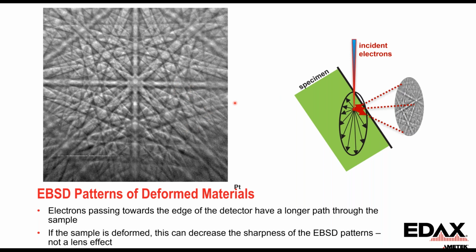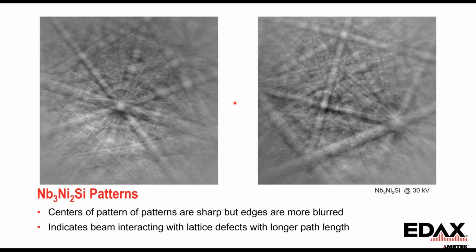It is an idea of the deformation present from the local source in the material. So this is just another example where the patterns are sharp in the center and more blurred towards the edges, that we are interacting with lattice defects, and we see an effect from that. And so that leads to say, are we going to be able to start to extract some information from that?